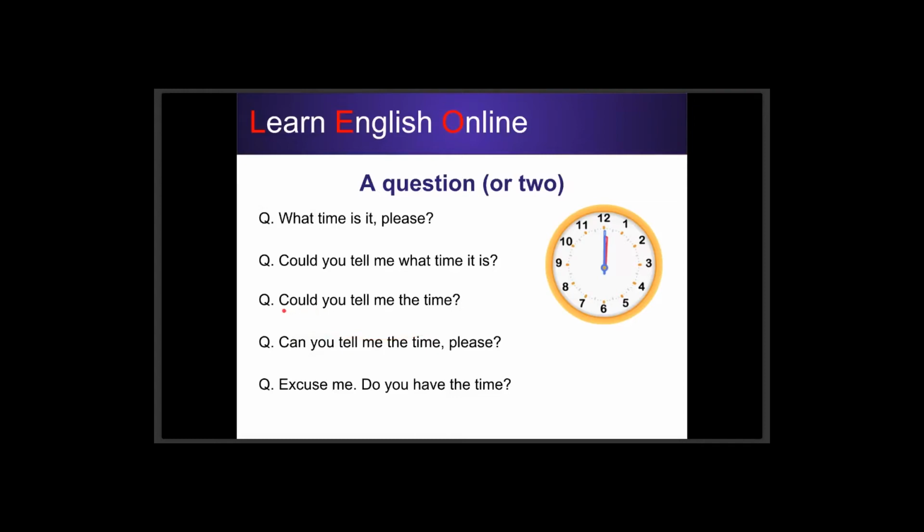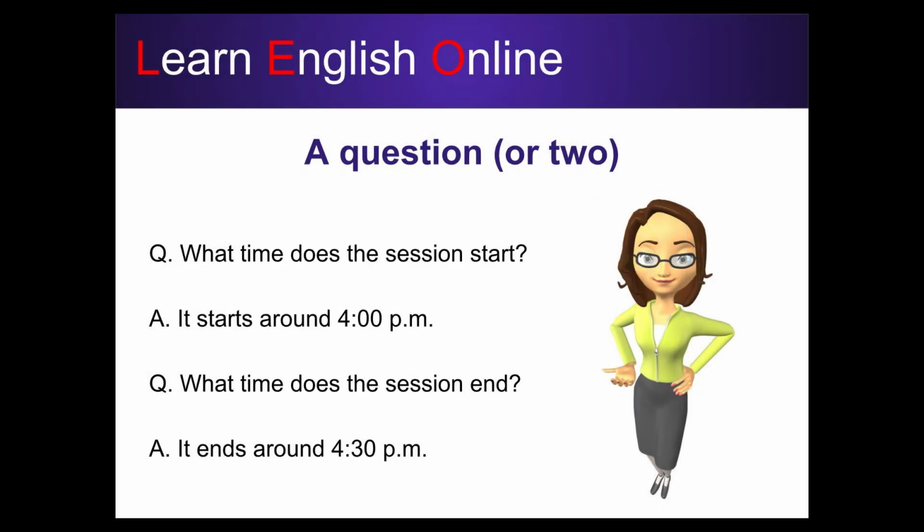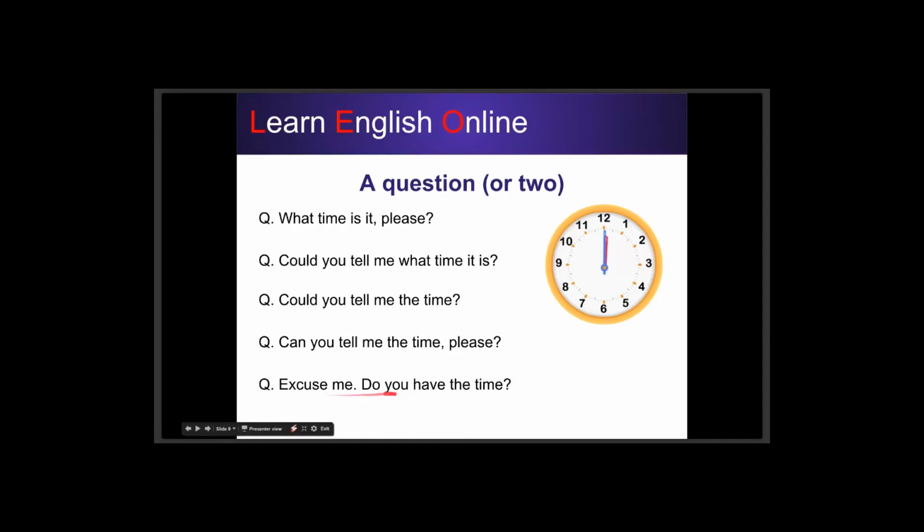Could is very formal but very polite. Could you? Could you tell me the time? Can you? Less polite. So ask please. Please is very important in British English. Mind your P's and Q's. Please and thank you. It helps when you're talking to people to be polite. Can you tell me the time, please? And excuse me, do you have the time? Okay, you're asking, what time is it? Lots of different ways. Okay, do you happen to know what time it is?